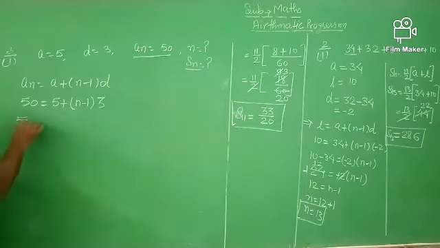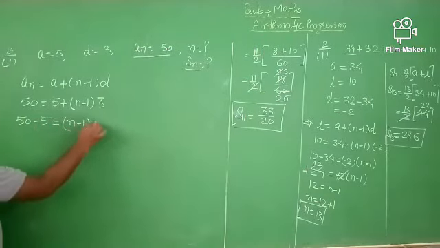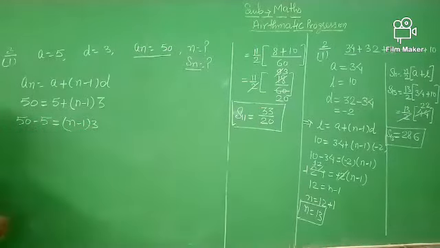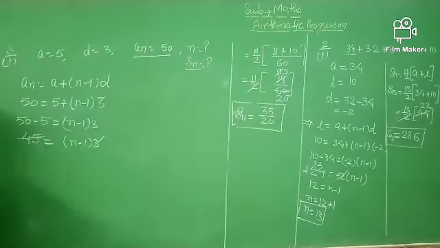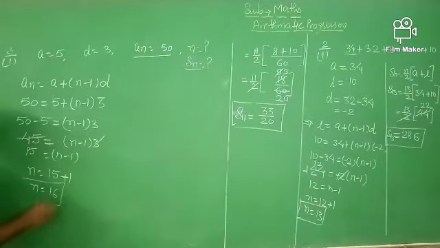So 50 minus 5 is equal to (n minus 1) into d, it means 3. 50 minus 5 is equal to 45. 45 is equal to (n minus 1) into 3. Divided by 3, 45 divided by 3 is 15, 3 fifteens are 45, so n minus 1 is 15. So n is equal to 15 plus 1, and n is equal to 16. So the value of the first answer, the value of n, is equal to 16.